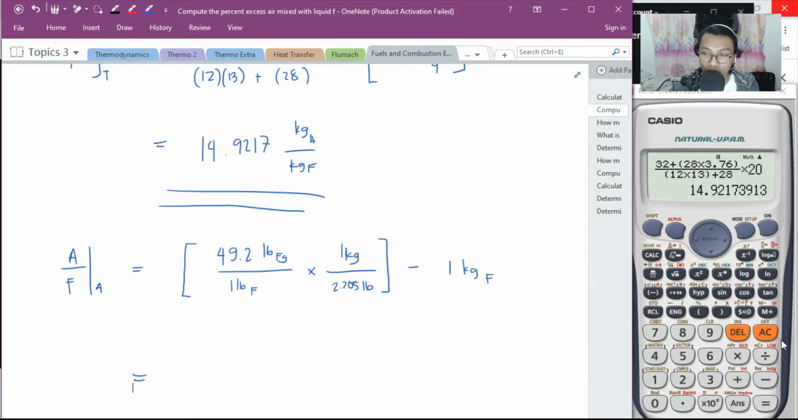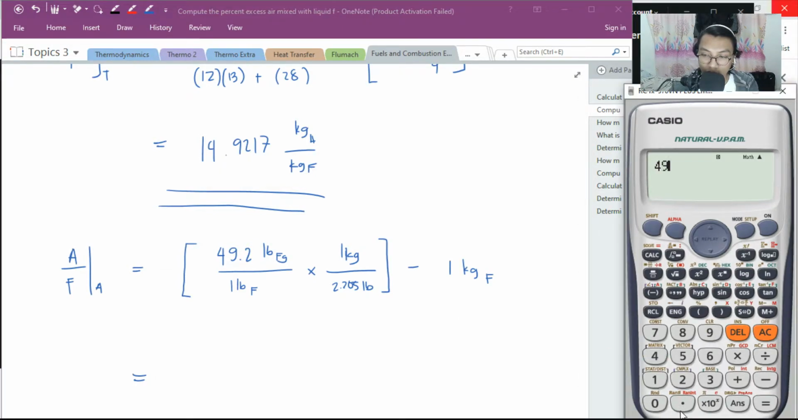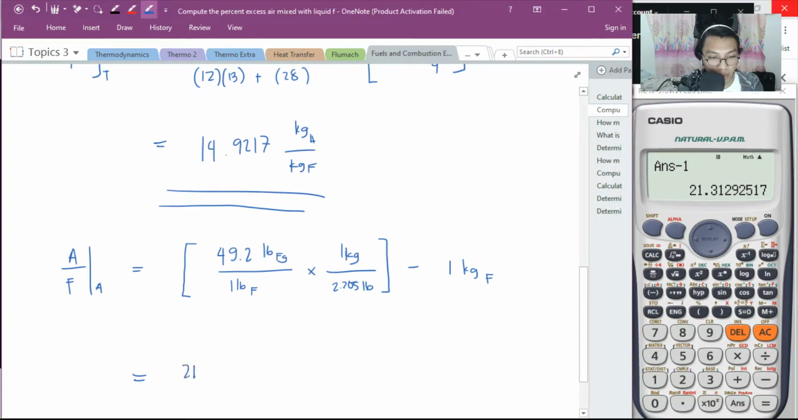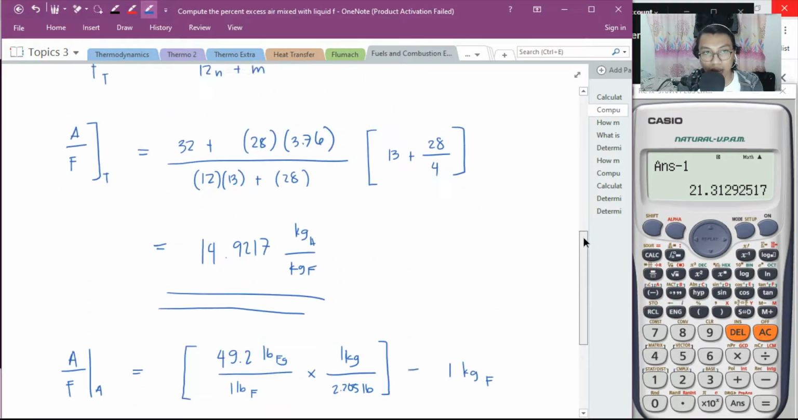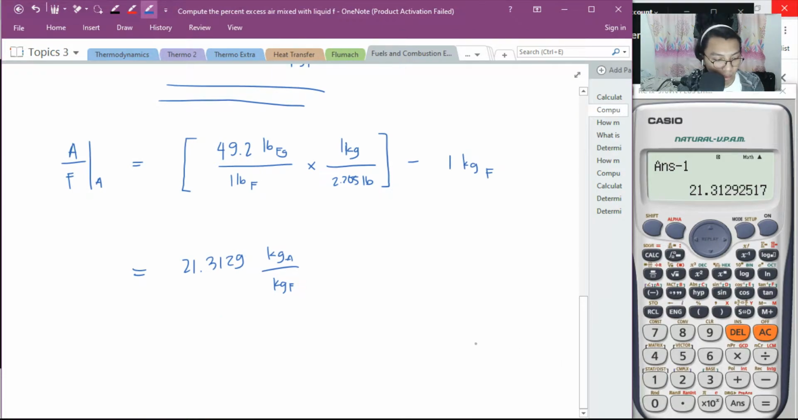49.2 divide by 2.205, minus 1. The answer is 21.3129 kilogram air over kilogram fuel. Yan ang actual. So, makuha mo na yung percent excess from here. Ayan ha. So, how will you get the percent excess?